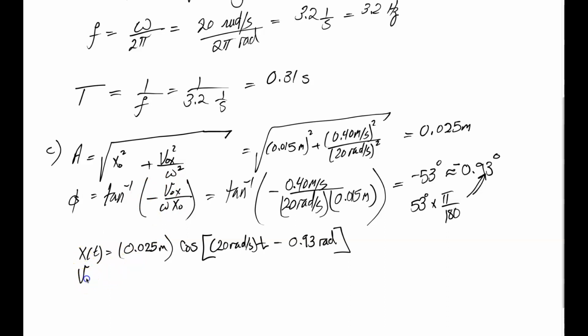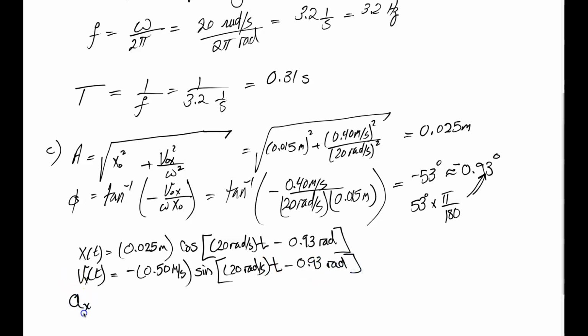Once we have the displacement, the velocity in the x direction then is going to be the derivative of this. So we're going to get a minus sign of all of this, and then we're going to pick up a 20 radians per second times 0.025, and that will give us a negative 0.50 meters per second sine of everything we had before. So 20 radians per second times t minus 0.93 radians.